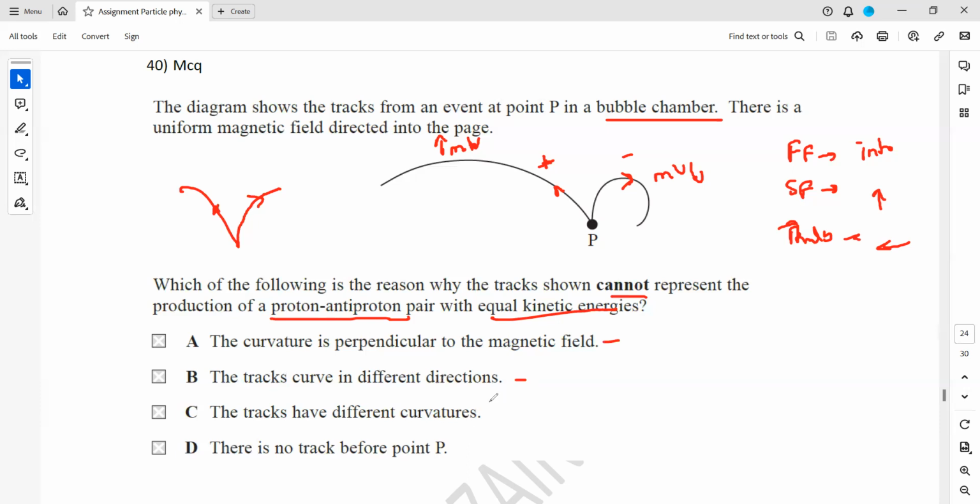The tracks have different curvature. Because the tracks have different curvature: if we have a proton and antiproton with the same kinetic energy, then the curvature should be the same. So if this is a proton, this should be an antiproton. Because they have the same kinetic energy, they will have the same momentum. And if they have the same momentum, the curvature of the track should also be the same.